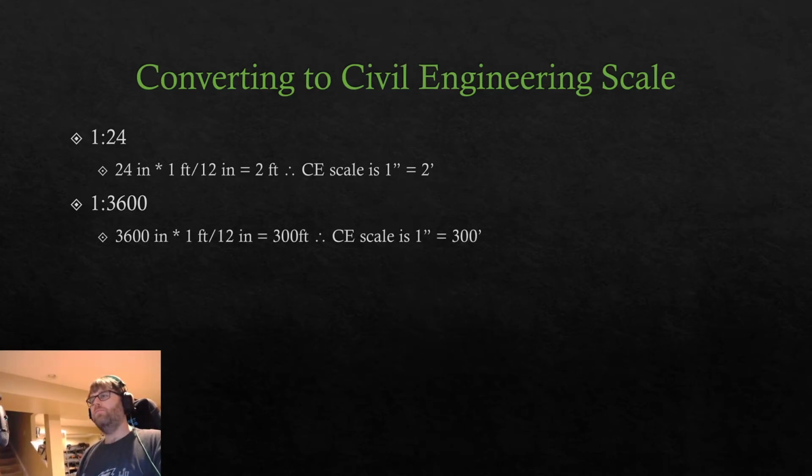So for this one, again, assume both sides are in inches, 1 inch to 3,600 inches. We're going to convert that 3,600 inches to feet. So we're given 1 inch equals 300 feet. It's fairly simple stuff.